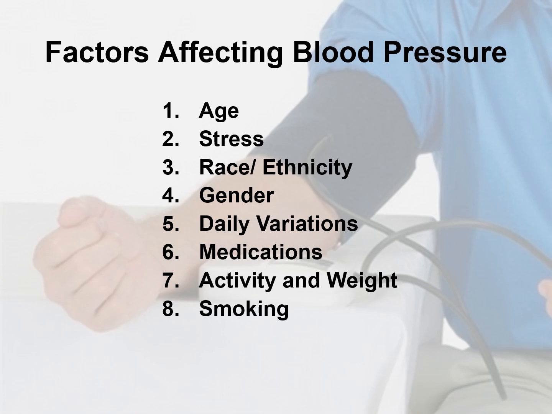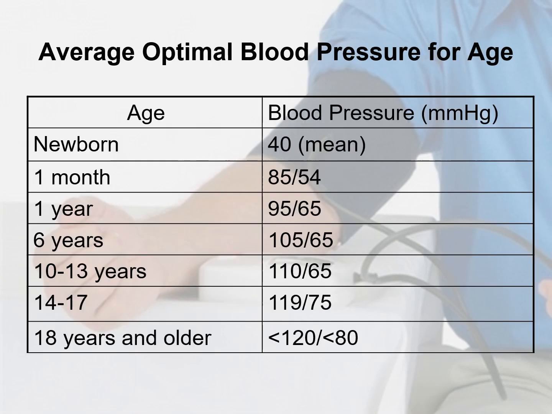So what are these factors? We've got age, stress, race or ethnicity, gender, daily variations, medications, activity and weight, and smoking. So let's now talk about age. Normal blood pressure levels vary throughout life. Blood pressure increases during childhood.